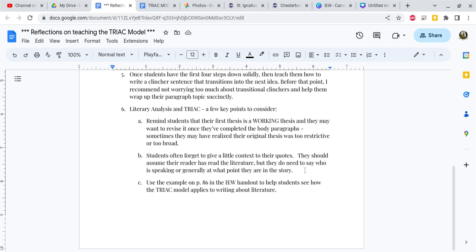And there's a really great example of this. I think on your screen here it says page 86. There's a really good example of how to create literary analysis using the TRIAC model. If you're using this in 8th grade or older, I highly recommend that you use that example with the students and talk them through it.